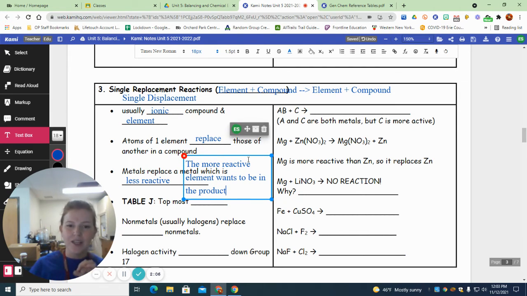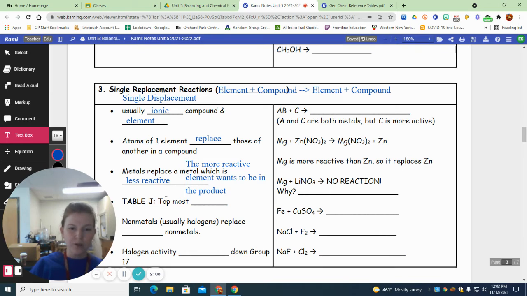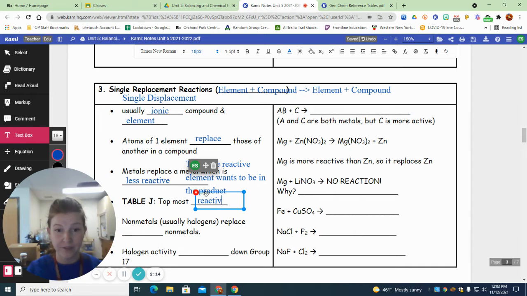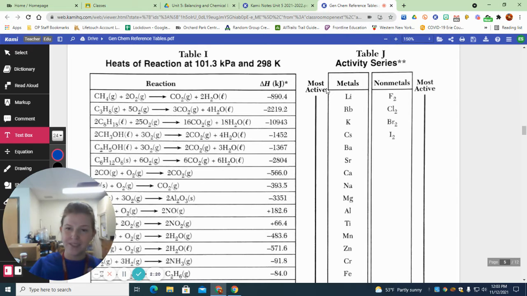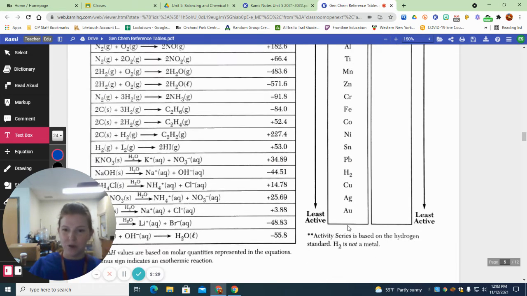Okay, the more reactive element wants to be in the product. So how are you going to know which is more reactive? We're going to use Table J, where the top is the most reactive, and as you go down the table, it becomes less reactive. So if I flip over to Table J real quick, you can see here's our metals. The most reactive, or most active, whatever word you want to use, is at the top, and they become less reactive as you go down.